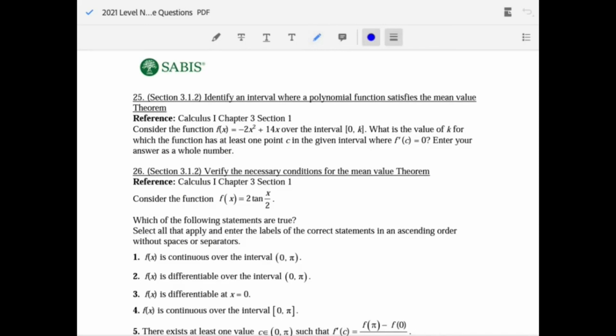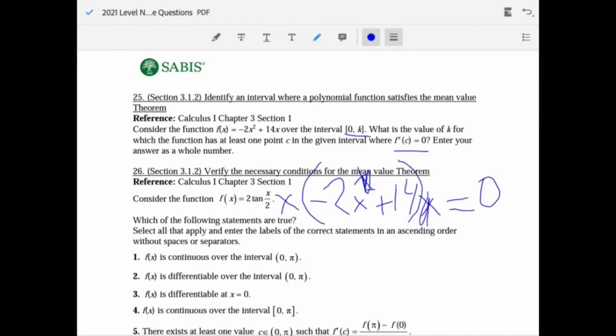Next question, 25. Consider the function over the interval 0, k. What is the value k for which there is at least one point in the given interval where f prime of c equals 0? So the same thing: you have 0 and you have k, and you have to find the interval that has a slope of 0, which has a tangent with slope of 0. So again, you equate it to 0. So minus 2x squared plus 14x equals 0. Now x is common, you can just take it out. So minus 2x plus 14 equals 0. So x equals 7.